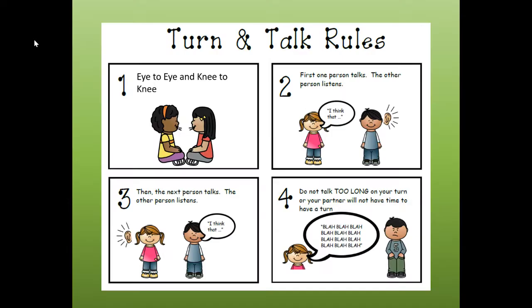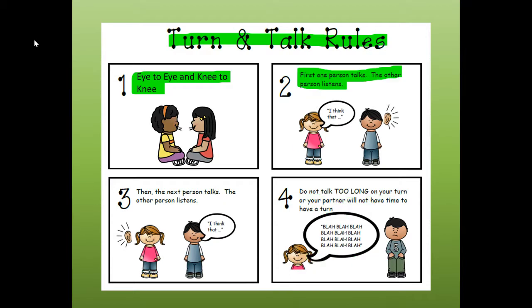So let's go over our turn and talk rules. If you have a partner at home, you're eye to eye, knee to knee. Number 2, first one person talks, the other person listens. 3, then the next person talks, the other person listens. And if you're my partner, make sure that you listen to what I say and listen to the question closely, and then you can talk. But do not talk too long on your turn, or your partner will not have time to have a turn.